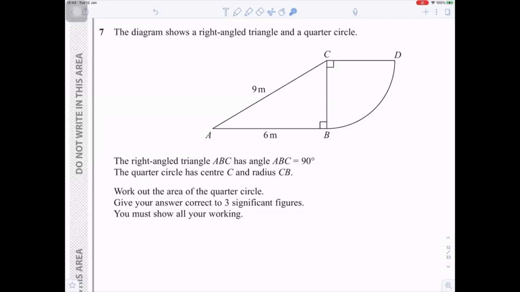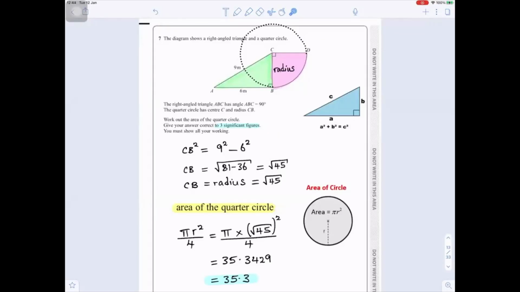Question number 7. The diagram shows a right angle triangle and a quarter circle. The right angle triangle ABC has angle ABC equal to 90 degrees. The quarter circle has center C and radius CB. Work out the area of the quarter circle. Give your answer correct to 3 significant figures. You must show all your working. The way I do this type of question is by completing that circle so that it gives me a visual, something to look at and to help me to focus.